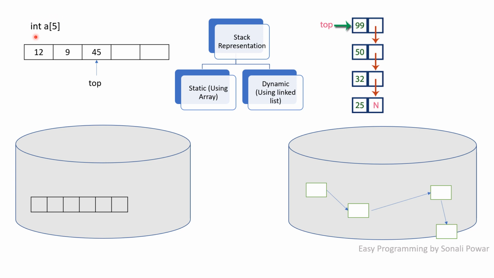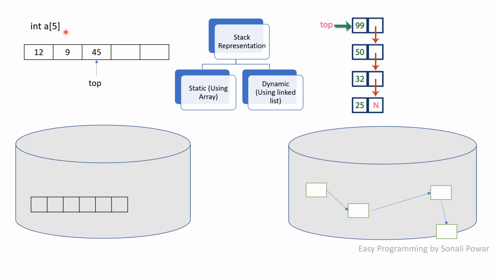Suppose I declare one array here, int a of 5, and an integer requires 2 bytes of memory. So 2 into 5 is 10. So it continuously allocates 10 bytes of memory to store these 5 elements. The address of the first element is called the base address. If you know the base address, you can directly calculate the addresses of the other elements also, because it allocates the memory continuously.